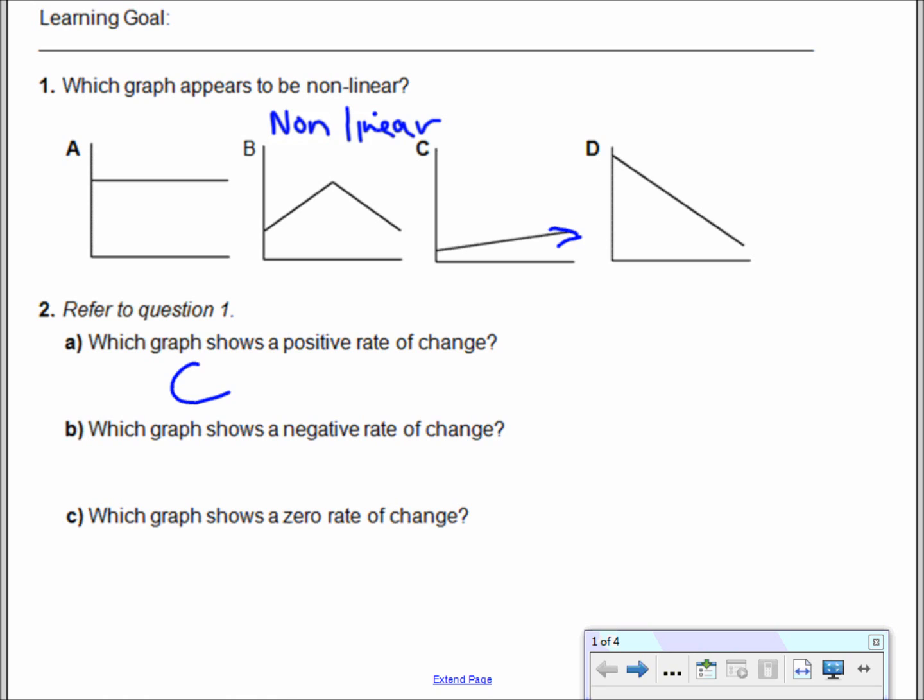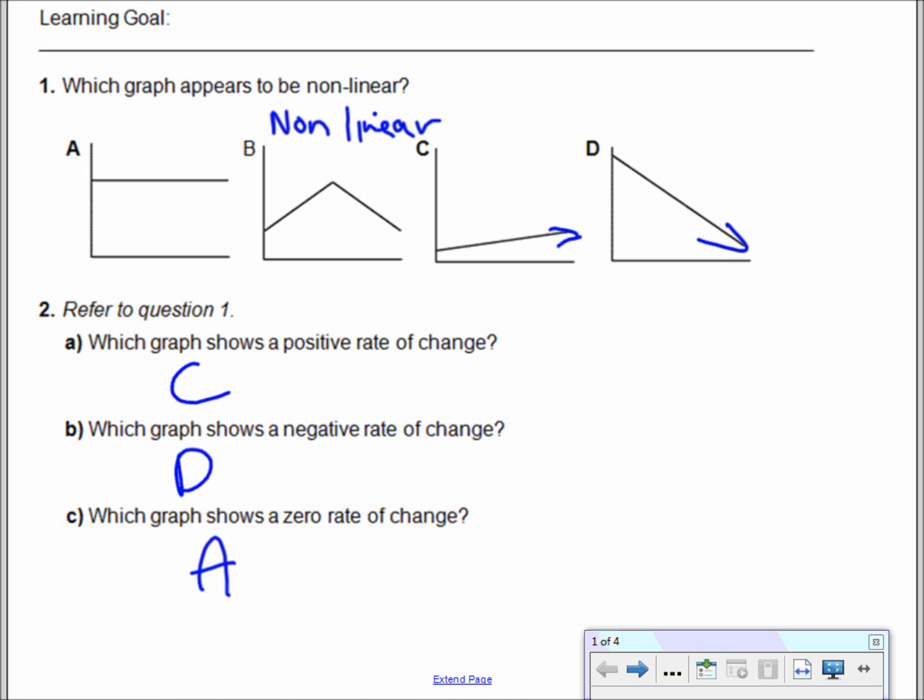Which graph shows a negative rate of change? D. Just joking. Okay, which graph shows a 0 rate of change? A, the rate of change doesn't change, it's straight. Okay?